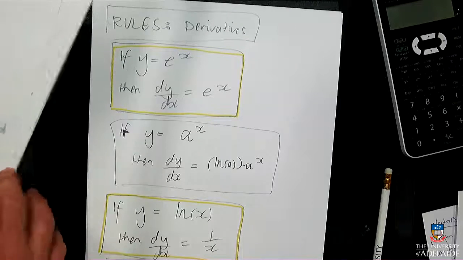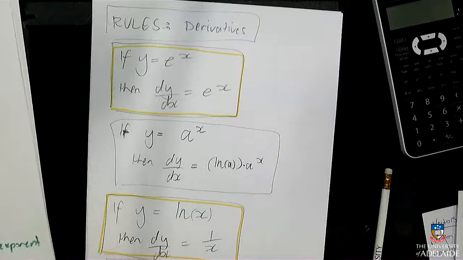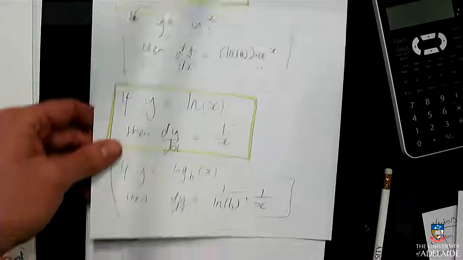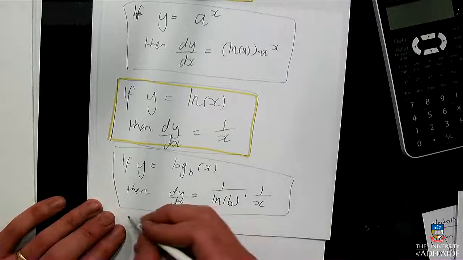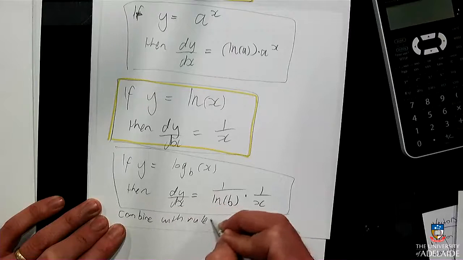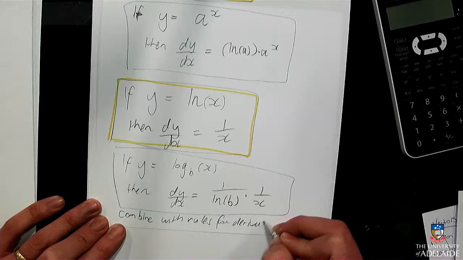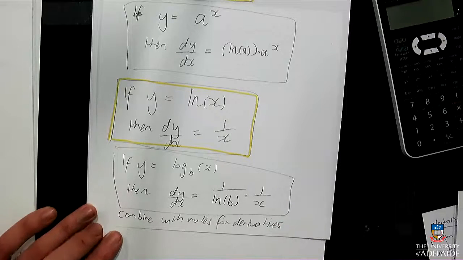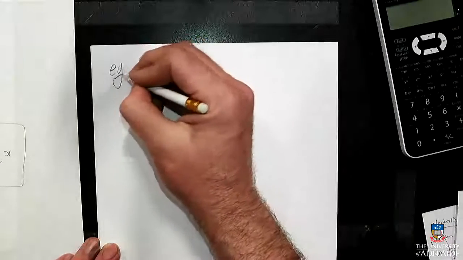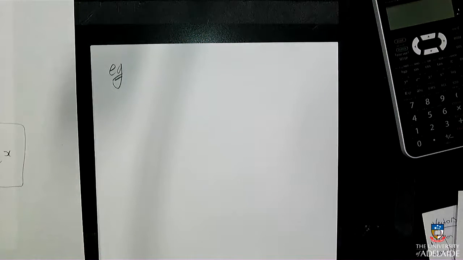Okay. So don't forget you can combine them with the other rules for differentiation, like the product rule and the chain rule and that sort of thing. So let's give it a go. We'll do lots of examples of how to do derivatives of these things. I did have a list here of some possible problems to try.